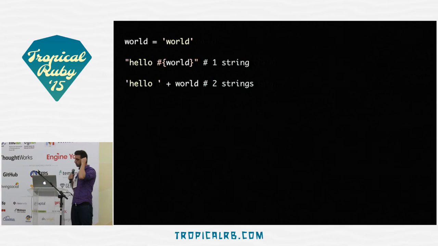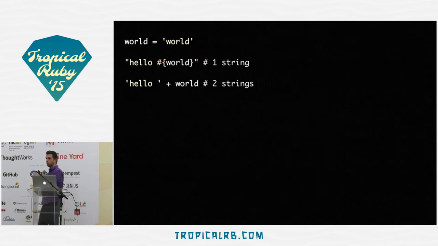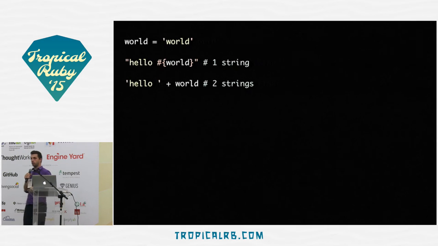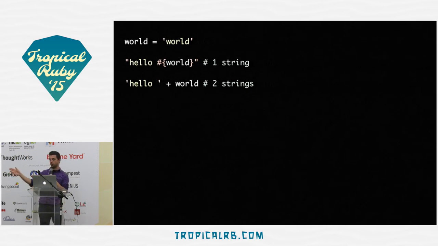is that if you create a string with world and you create a string where you interpolate world, it'll actually create fewer strings overall than if you try to add them together, because Ruby will be smart about freezing the first piece. The second piece will act just like if you had hello space world dot freeze.